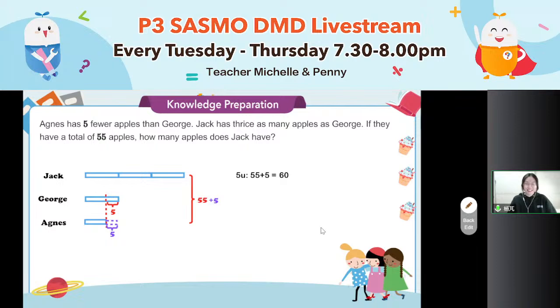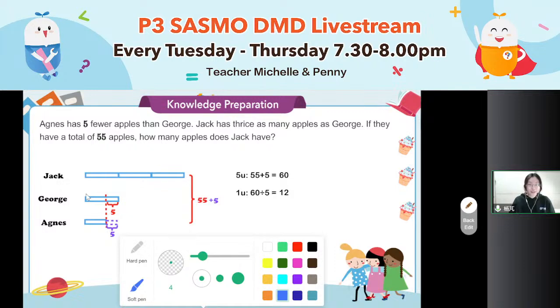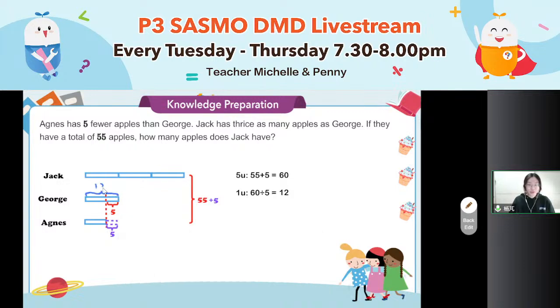Okay. Yeah, good at calculation. I see the right answer. 60 divided by 5 equals 11. Yeah, equals 12. 12 is right. I see somebody's answer is 11. No way. 1 unit is 12. 1 unit means George. George has 12.